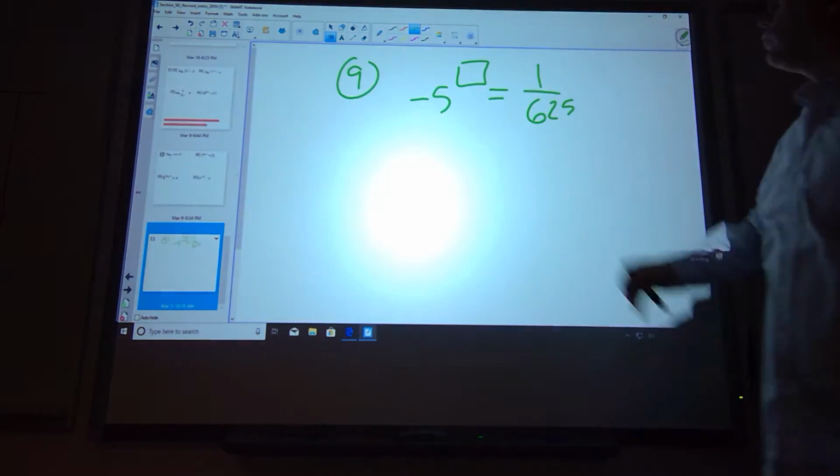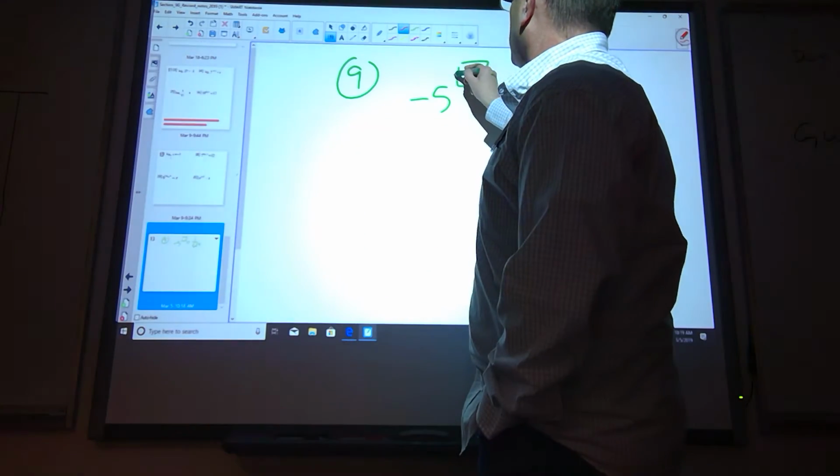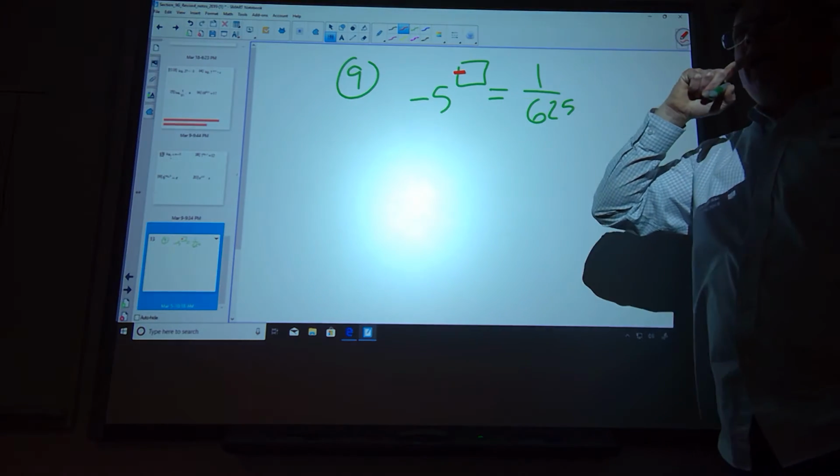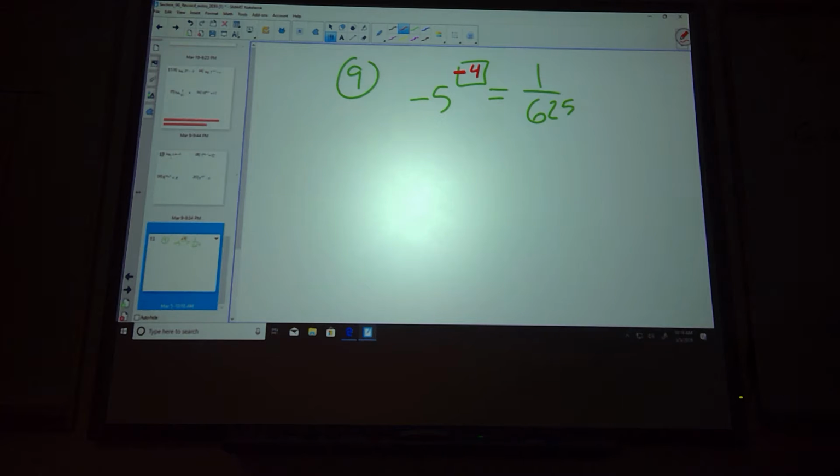1/625? Okay. So, is the negative going to be affected by any exponent, or is it just the 5? Just the 5. First off, make it a fraction. There could be a negative that we plug in here, and that'll flip it over. I know that 5 to the 4th is 625. That becomes 1/5 times 1/5 times 1/5 times 1/5, so that gets me 1/625.